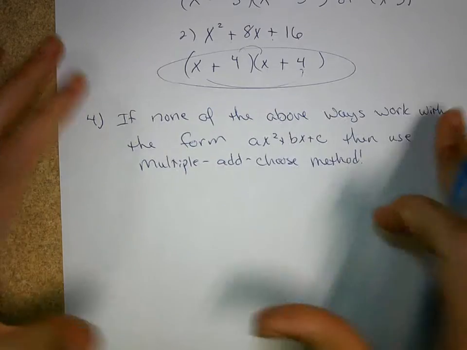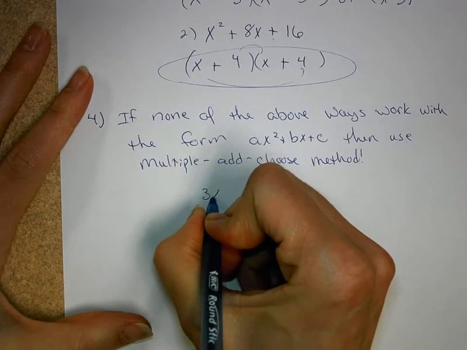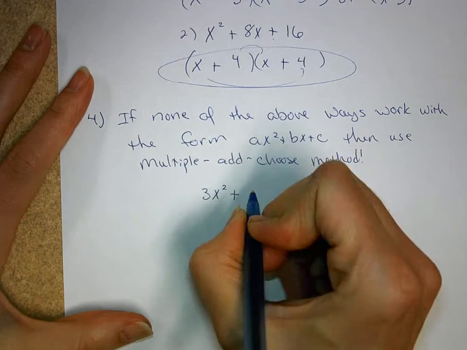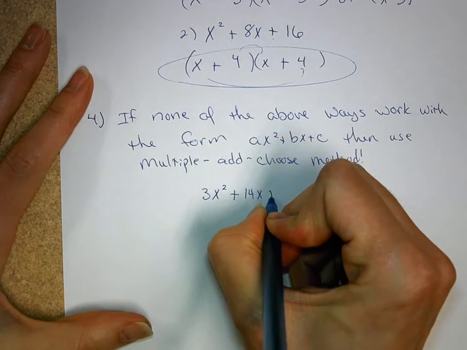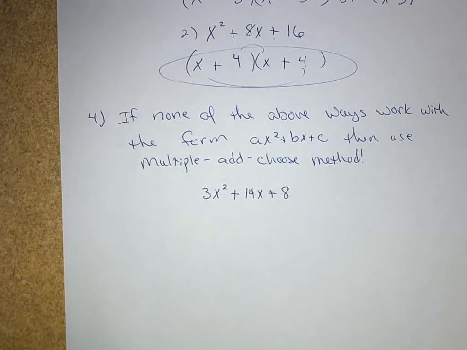So an example of this would be the following: 3x squared plus 14x plus 8. Looking at that, the first thing I mentally look for is a greatest common factor. Is there a greatest common factor? Obviously, not a difference of 2 squares. So that's gone. Is it a perfect square trinomial? No, because the 3 ruined that, right? And then, of course, the 8 also ruined it. So I'm kind of stuck now.